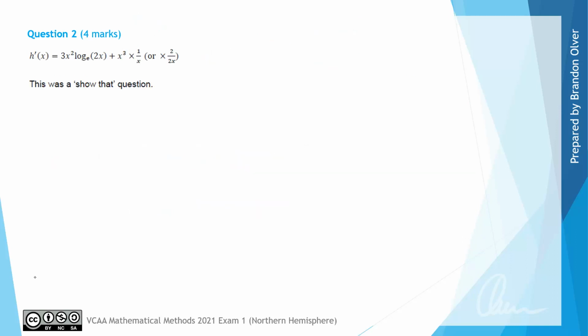From the examiner's report, we can see that they got the same answer as us using the same line of working, and they go on to say that it was a show that question. So students really did need to show the necessary steps to get that result, to get the mark for that question.